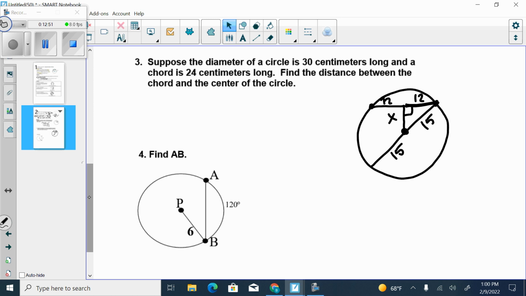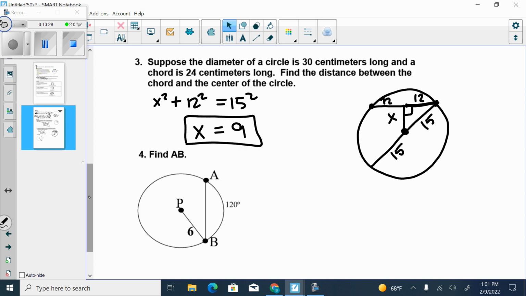What are we going to do to find the missing side? 15 squared minus 12 squared equals x squared. Yeah, because 15 is my hypotenuse this time, so it would be over there by itself. If you want to get x squared by itself, you got to subtract the 12 squared. So what is 15 squared minus 12 squared? 81. And the square root of 81 is 9. So x is 9. Let's put that.